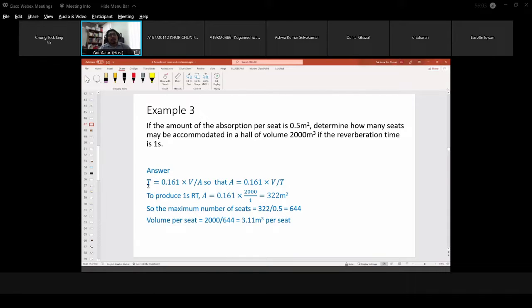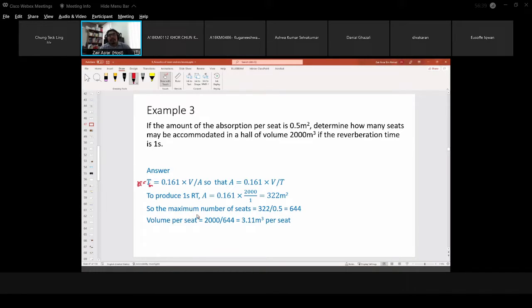So based on Sabine equation, we know reverberation time T or T60 seconds. Sometimes I just write T here or T60 or RT. They are basically the same. From this we can rearrange to get absorption A equals to 0.161 times V over T. So to have 1 second reverberation time, A will be equals to 0.161 times the volume 2000 over 1 second. So this is the amount of absorption.